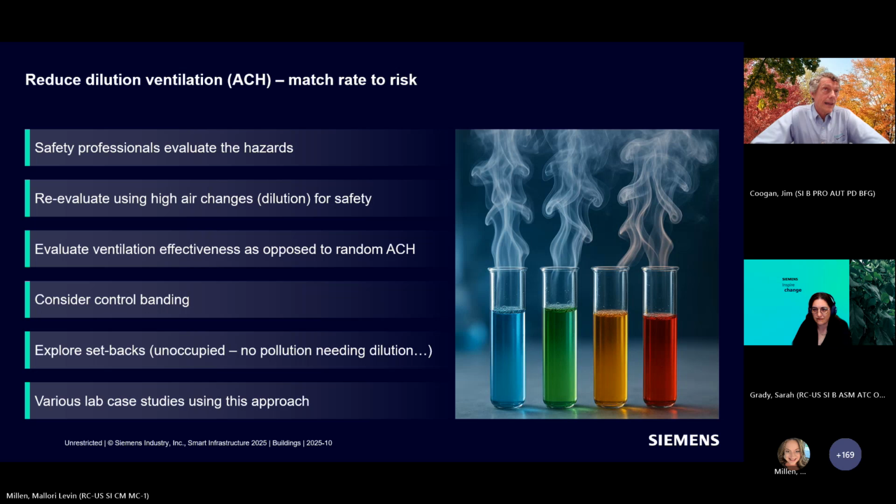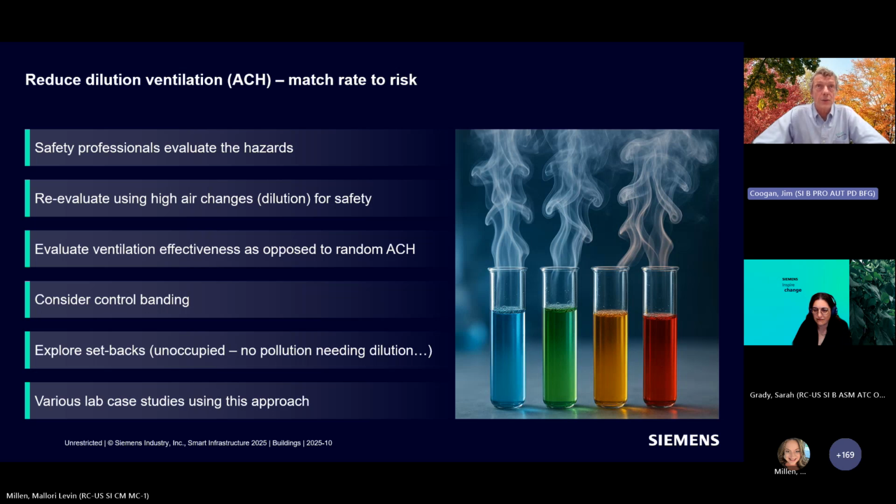How do safety professionals do this? If we collectively took the challenge, let's see if we can reduce ventilation. I said that was the biggest thing we can do to save energy, to reduce airflow. But we have to do it safely. If we collectively accept this challenge, we want to reduce the airflow rates. Where does the safety professional start on this?